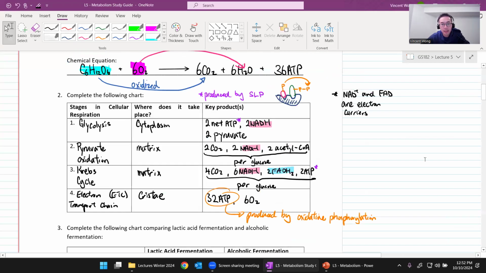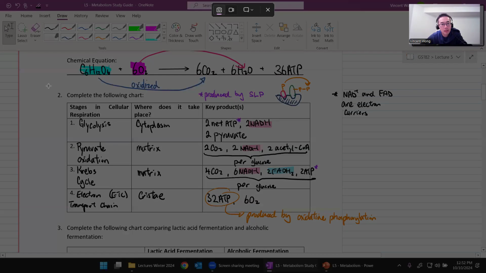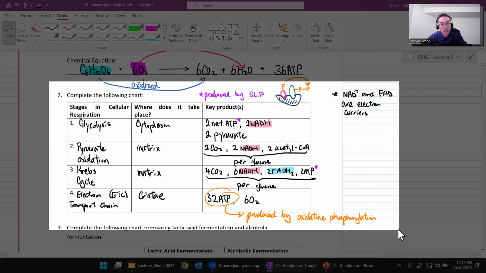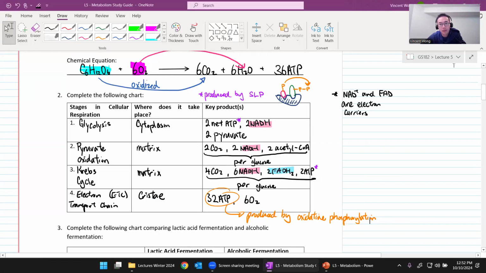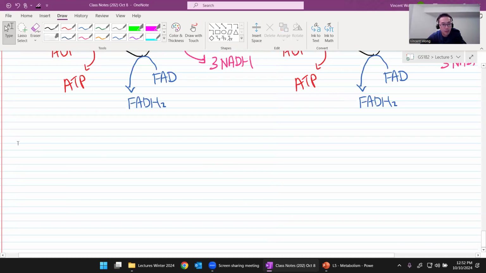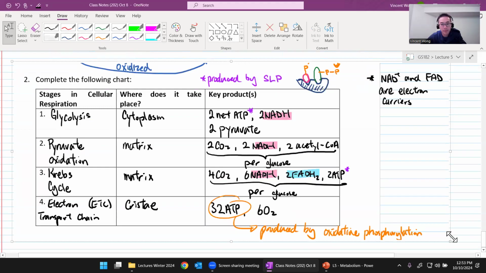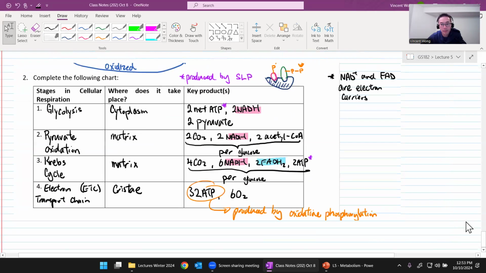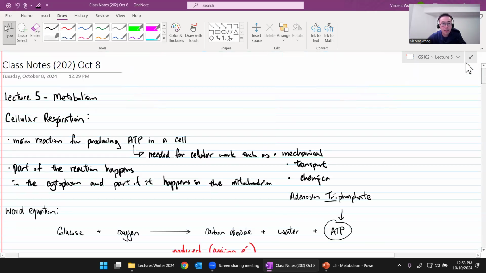So let me copy this over as well so that we have it as part of our notes. I mean, of course, the answer keys are posted online as well, right? So you can always look at that. All right, so today is the 10th.